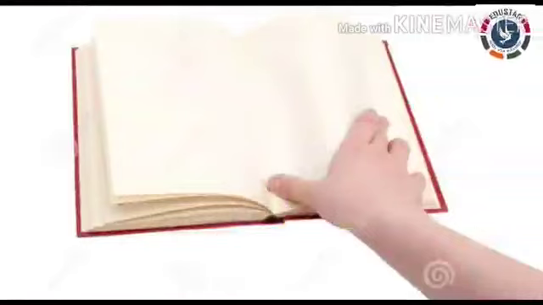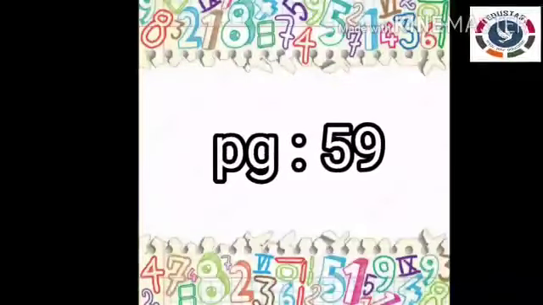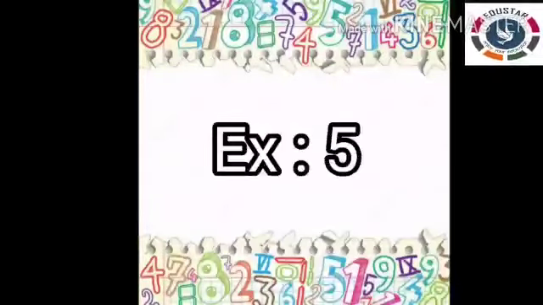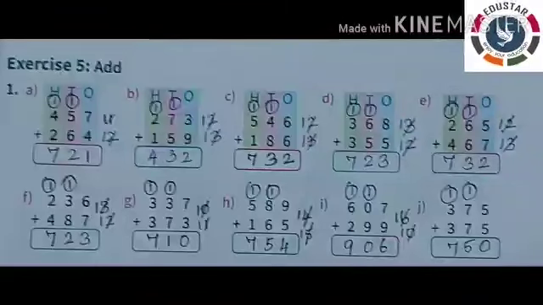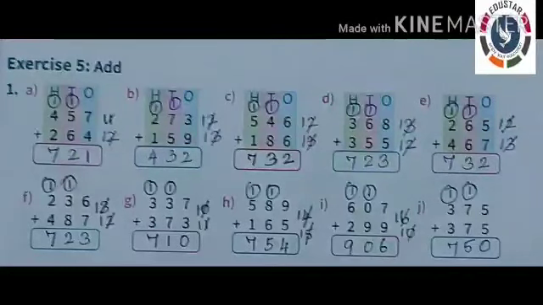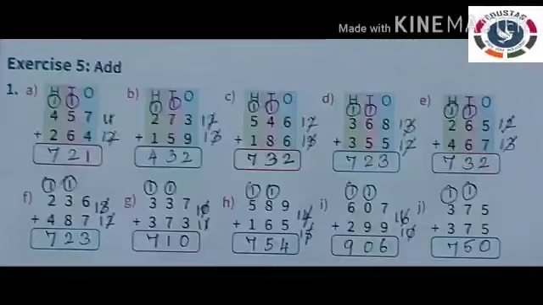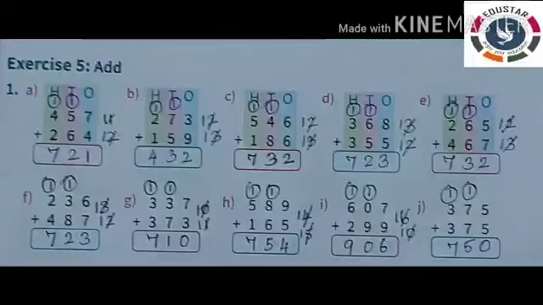Now turn to page number 59, exercise 5. Sums A to J sums. Check your answers with the help of the screen. Whether you checked your answers? I hope so.